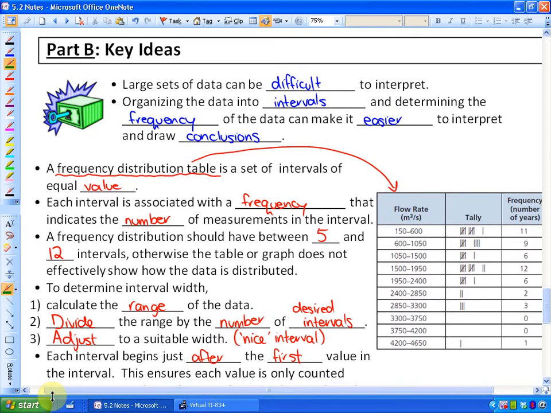Here's the basic key ideas for this entire section. First of all, large sets of data can be difficult to interpret. So organizing this data into intervals and determining the frequency of the data can make it easier to interpret conclusions. So we need to organize data.